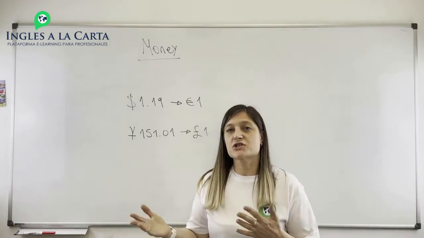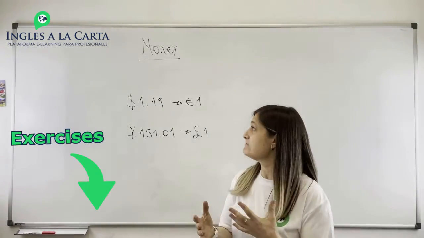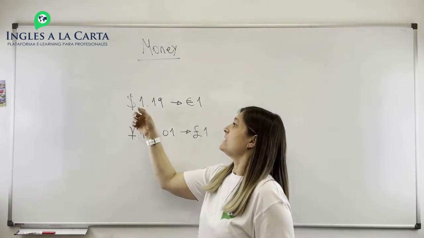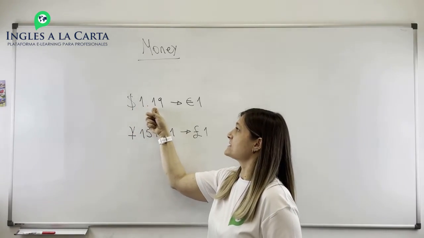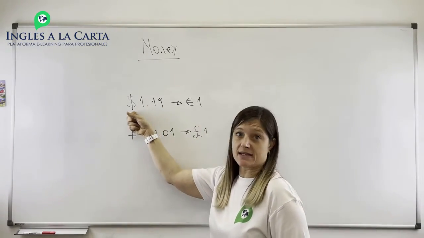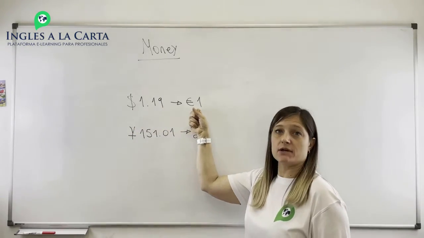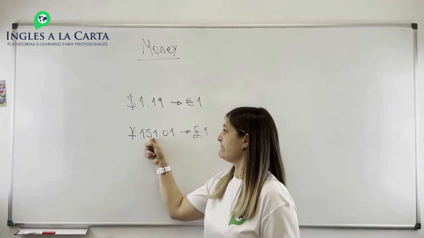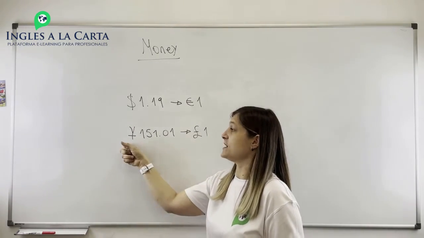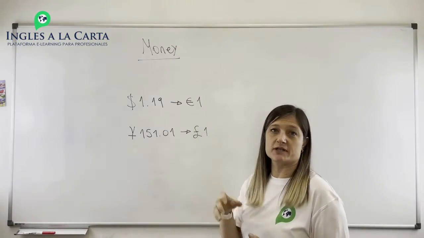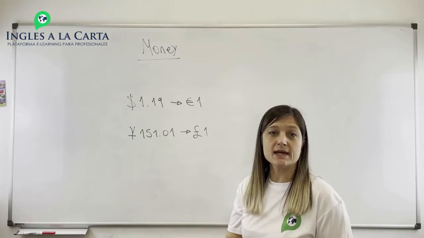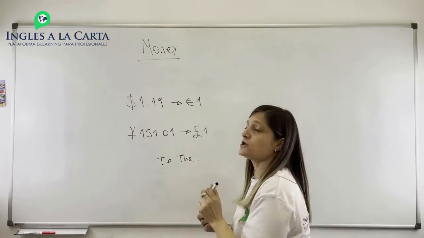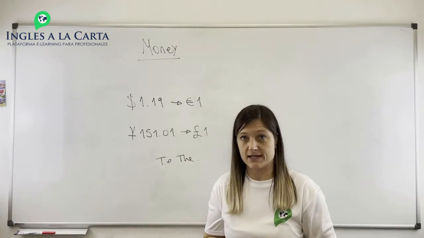When talking about exchange rates, we do mention the decimal point. And we're going to say there are 1.19 US dollars to the euro. Another example, there are 151.05 Japanese yen to the British pound. So we can say that we use "to the" when talking about exchange rates.